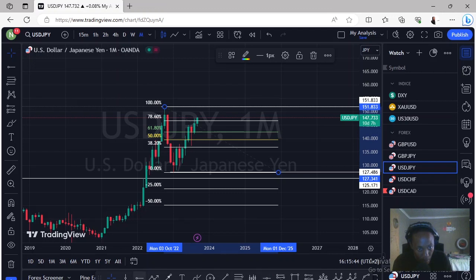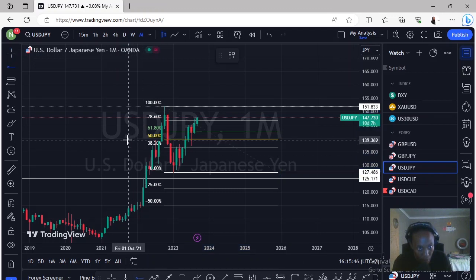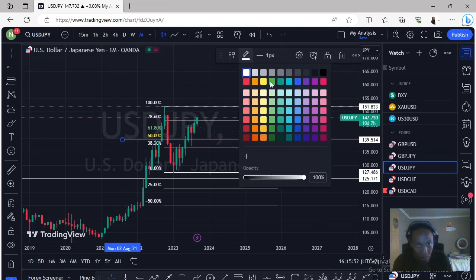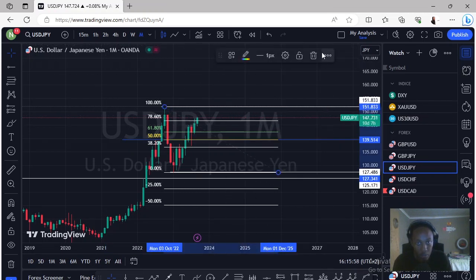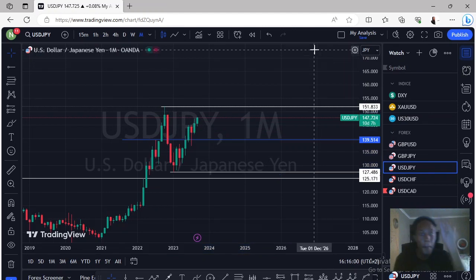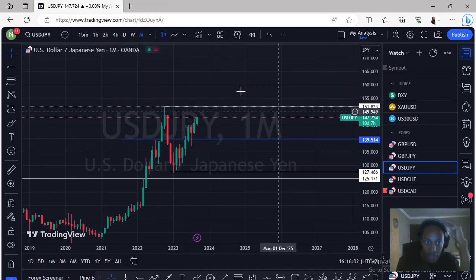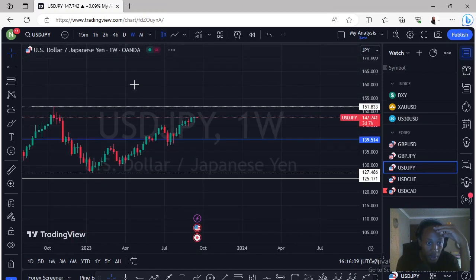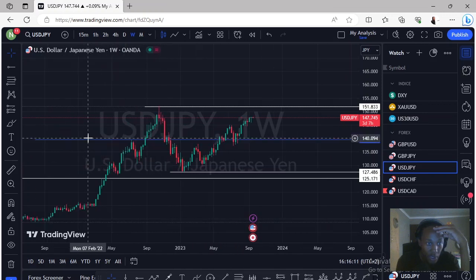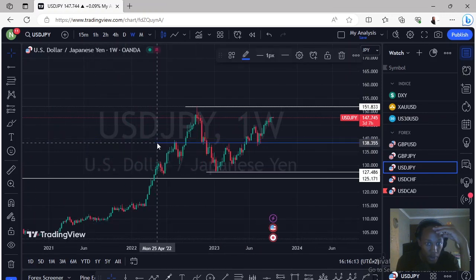Okay, you can simply put this over here, then change the color. Maybe let me just make it blue. Okay, that's our 50% area, 50% retracement. So these are the zones that we have, our strong zones from the monthly. On the weekly, this is the 50%.